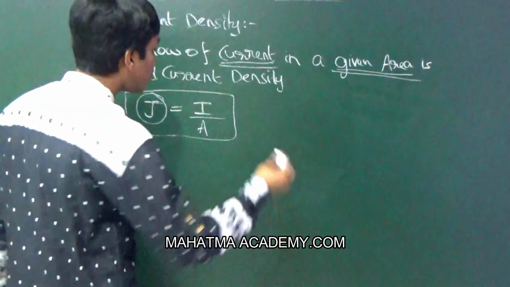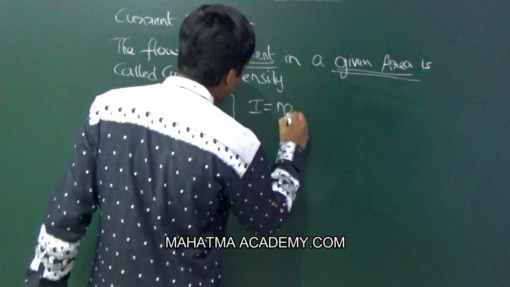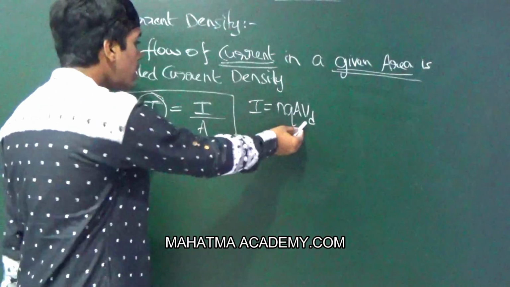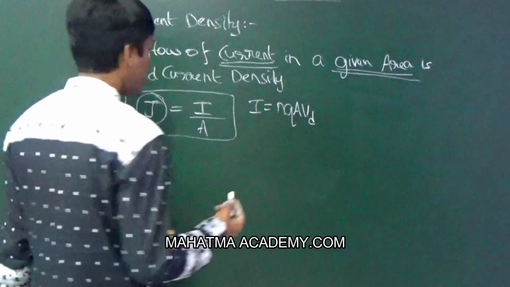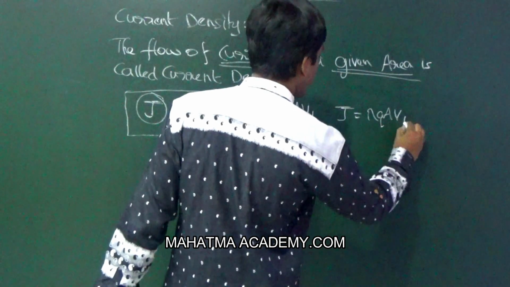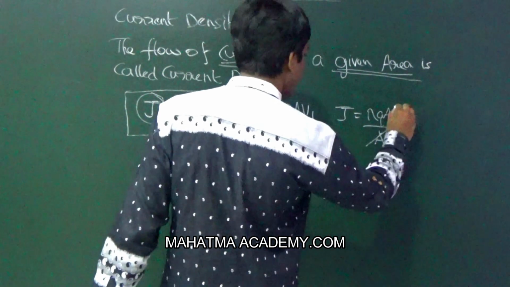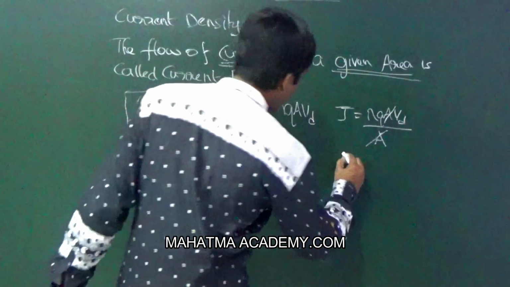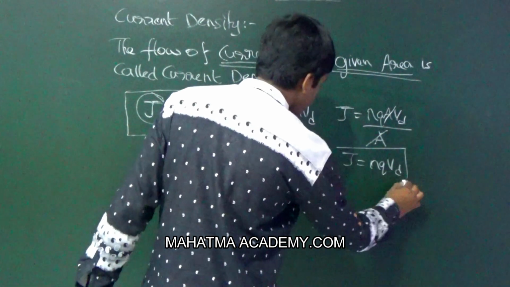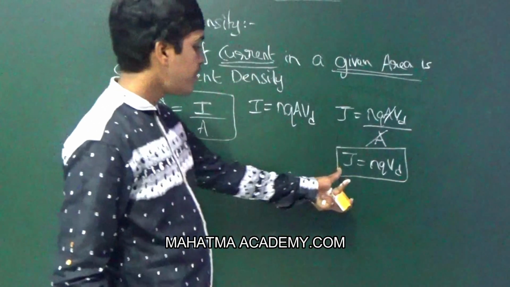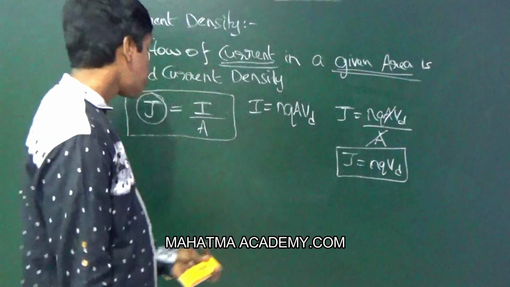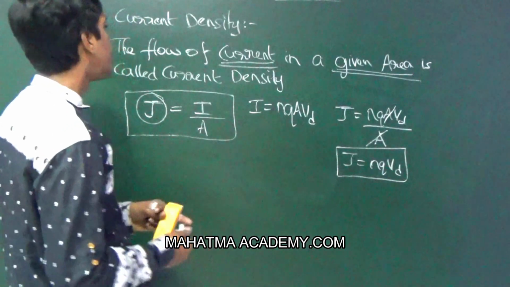Now we know that I = nQAVd, the relation between current and the drift velocity. So J = nQAVd upon A. A and A are cancelled. So J = nQVd. So we get the relation J = nQVd between J, the current density, and the drift velocity. So we have completed the current density topic.